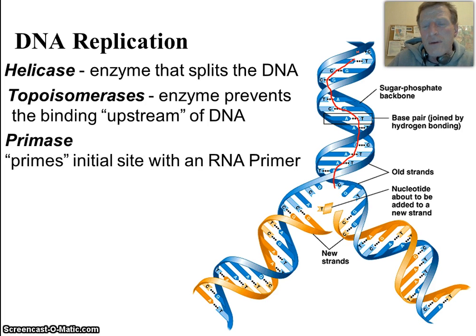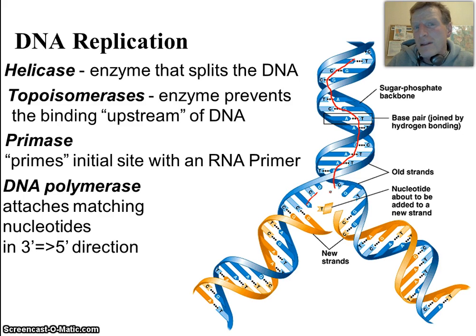Then we have primase. This is actually a piece of RNA, a small RNA polymer, and it binds to the original site and primes it. Basically, primer is a kind of paint, and when you put primer on a rough surface, it primes that surface, allowing the final paint to bind to it. That's kind of what primase does. It binds to that original set of nucleotides and then allows the final copy, the final pairing, which is done by DNA polymerase.